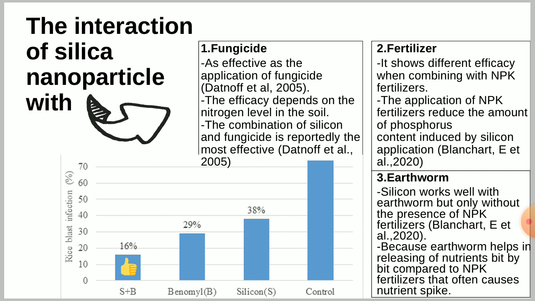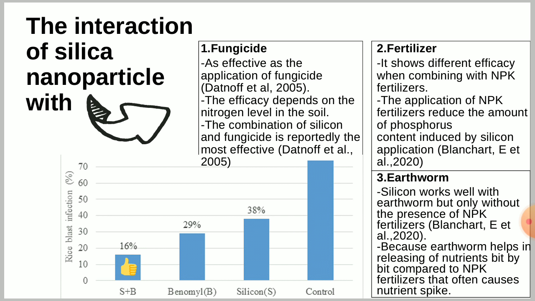Next, the combination of silicon and fungicide is also reportedly the most effective in controlling rice blast disease. The bar chart below shows the comparison between the efficacy of several treatments in treating rice blast disease. As you can see, the lowest rice blast infection, which is 16%, is shown by the mixture of application of silicon and benomyl, which is a type of fungicide.